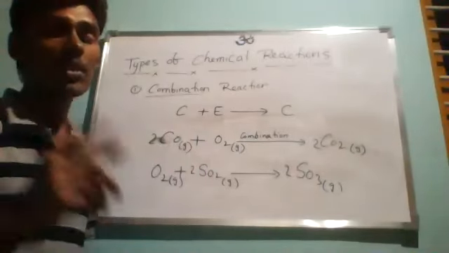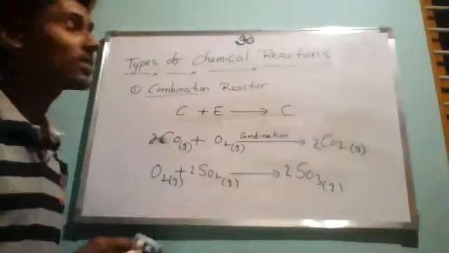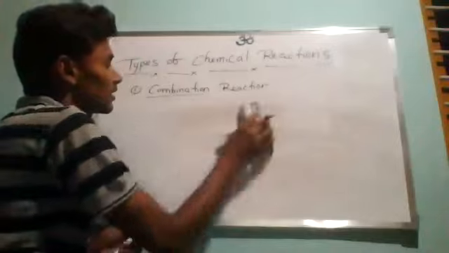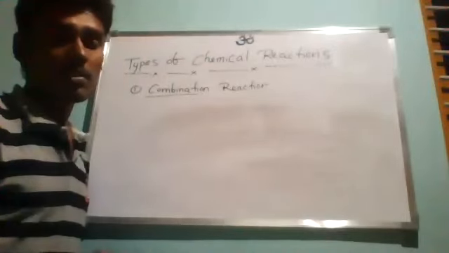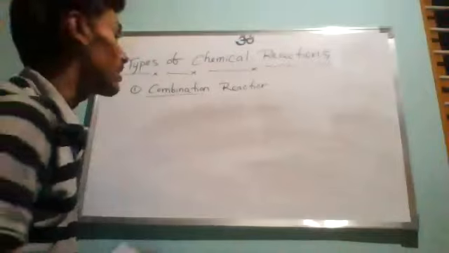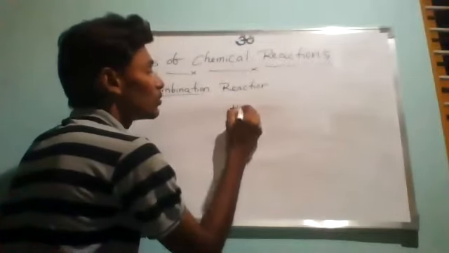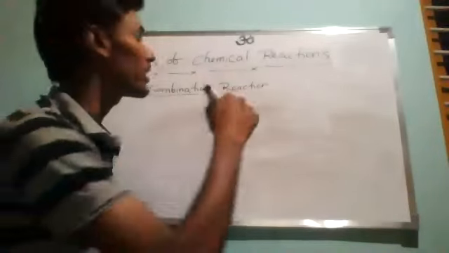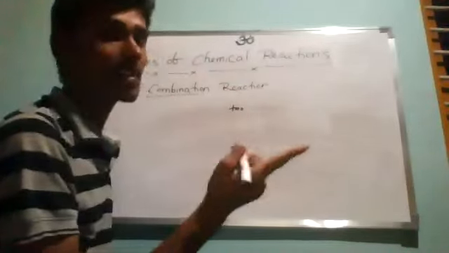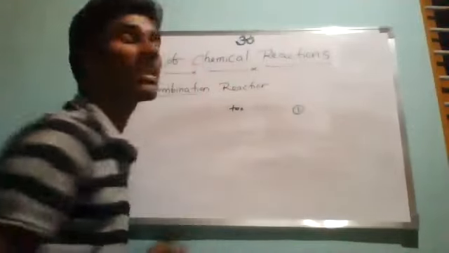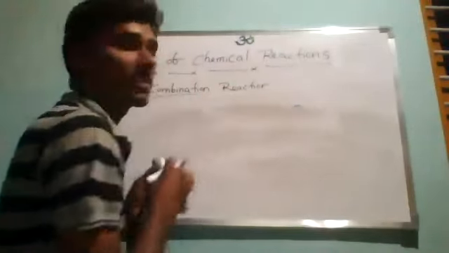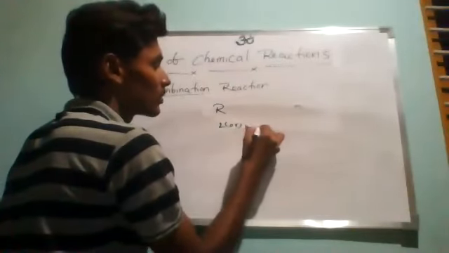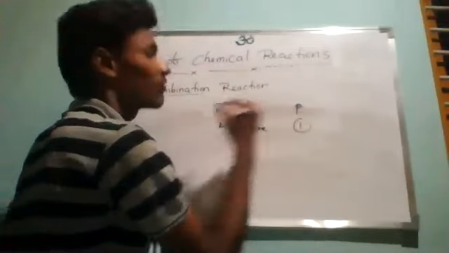One more very important and interesting point about combination reactions: in a combination reaction you must immediately remember that two or more reactants will react and form how many products? A single product. Reactants must be two or more, but the product must be one.